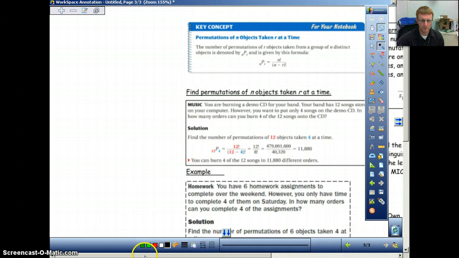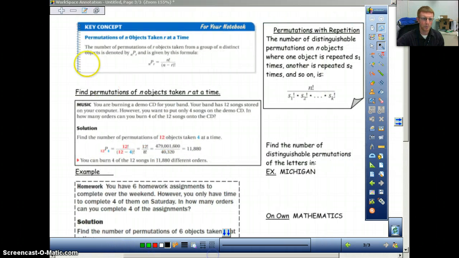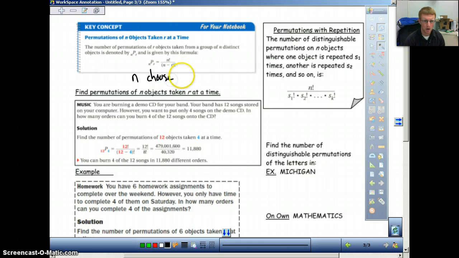Okay, so this is where it gets a little bit trickier. So we just talked a little bit about what this key concept right here is, what we just did on the previous page. We have a little n and then P and then r, and this is permutations. So this is where we're going to take a certain number from a group. What I call this is n choose r. Makes it easier. N is the total number of objects, and we're going to choose r of them.